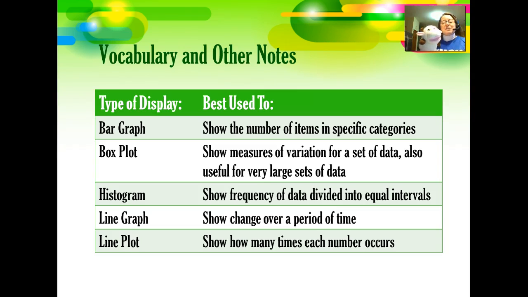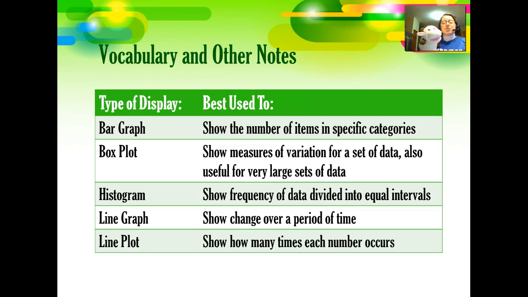A histogram is best used to show frequency of data divided into intervals. For example, it might be the amount of time you spend on homework each evening, and you could have intervals of 0 to 14 minutes and 15 to 29 minutes, and so on.